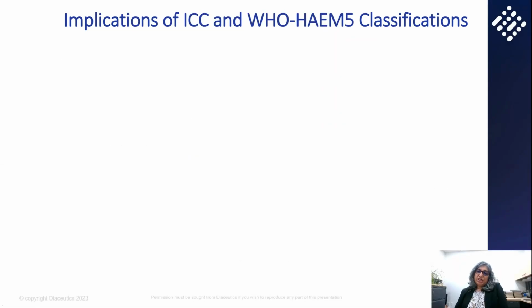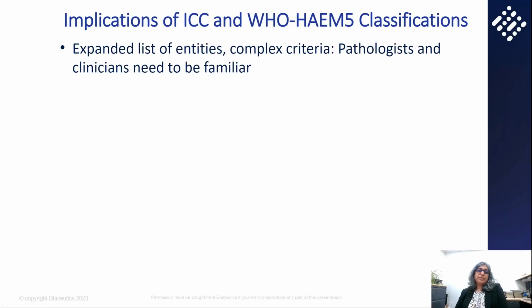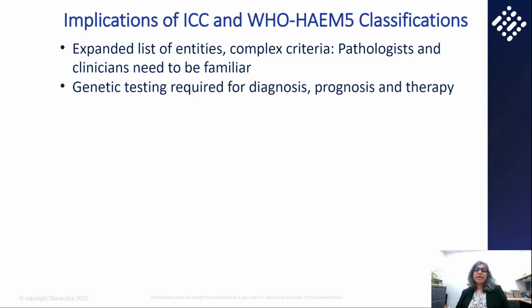So what are the implications of these two classifications for us? As we saw, now both classifications have an expanded list of entities. The diagnostic criteria are fairly complex and nuanced. Both pathologists and clinicians need to be familiar with both classifications. Genetic testing is not optional for most of these myeloid neoplasms. It is required for diagnosis, prognosis, and therapy.